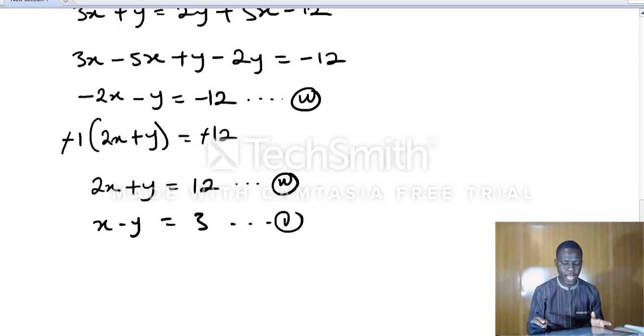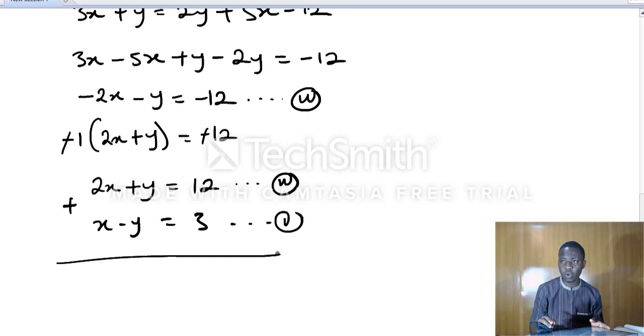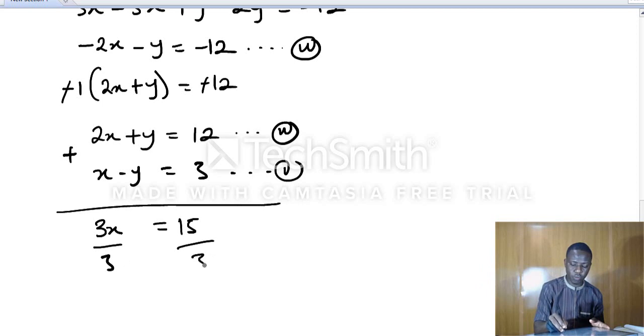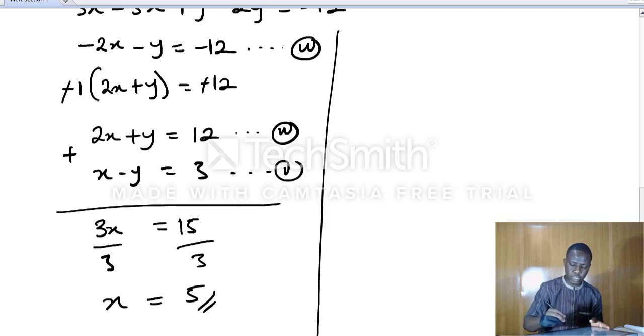Solving both equations simultaneously, I'm going to use the elimination method. I'm going to eliminate y because the coefficients of y are the same in magnitude. So I'm going to add equation 1 to equation 2 to eliminate y. That is 2x plus x is 3x. y plus minus y is 0, which is equal to 12 plus 3, which is 15. Dividing both sides by 3 to solve for x, x becomes 5.